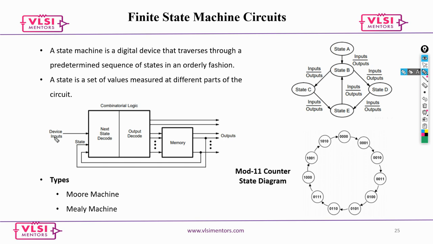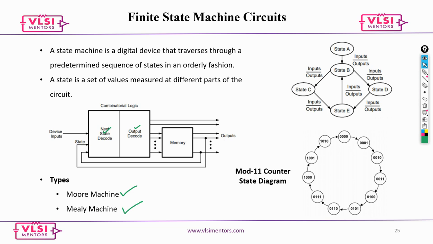So if you look at your inputs and states, your next state decode and output decode, and the memory, that is how your FSMs are designed. And there are two types: one is the Moore machine, and another one is the Mealy machine. That is the type that we usually have.